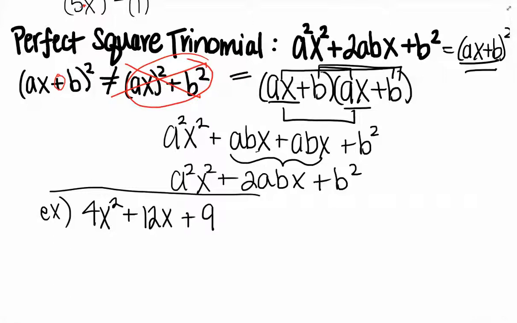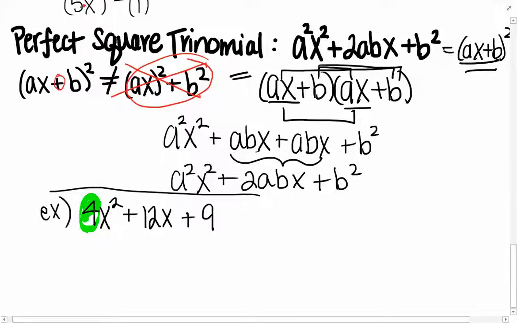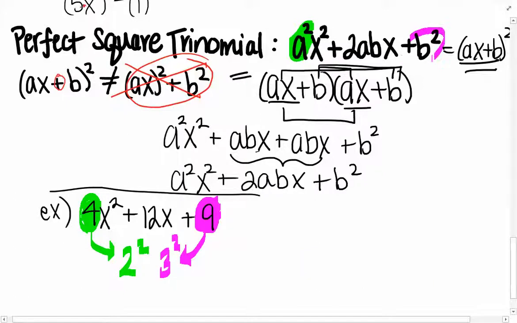Okay, so first we have to check to make sure that you actually have this type. So you want to look at the coefficient in front of the x squared. Is it a perfect square? Yeah, it is. It's 2 squared, right? So that's the a squared in this. Then look at the number at the end, the constant. Is it a square? Yeah, it's 3 squared. So that's your b squared.